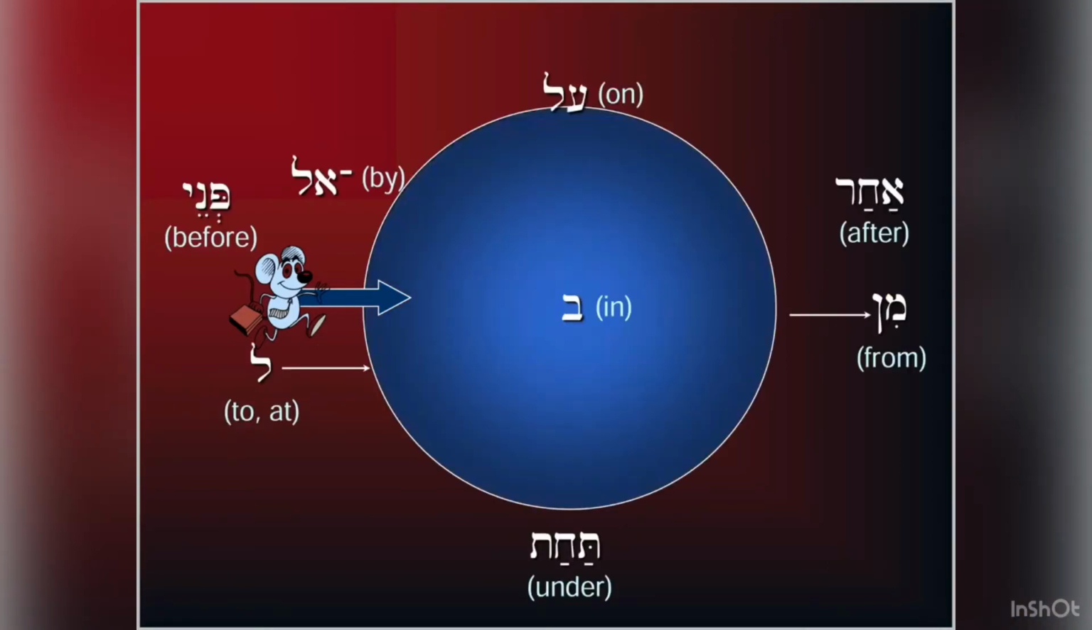Similarly, in Hebrew, we have different prepositions. For example, pene. Pene means before the circle. Here another example is al. Al means on, above the circle. Takat is under the circle, and so on.